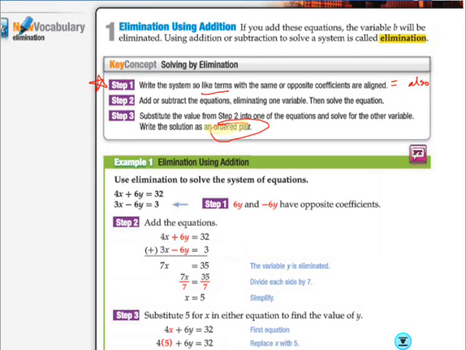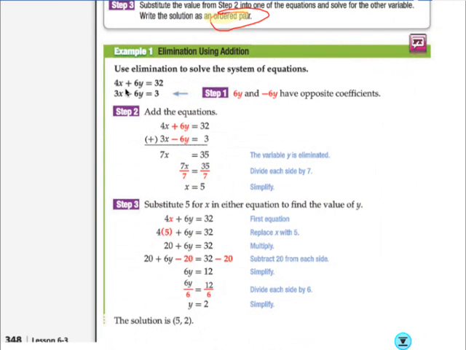So let's look at the example that the book gives us. We have this system right here: 4x plus 6y equals 32, and 3x minus 6y equals 3. Step one is done for us. They're all lined up. The equal sign is lined up, and you'll notice that the coefficients of y are opposite. So we're just going to add the two equations.